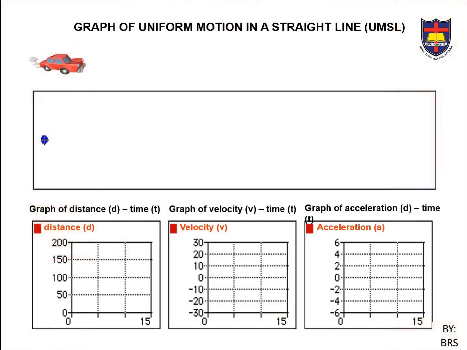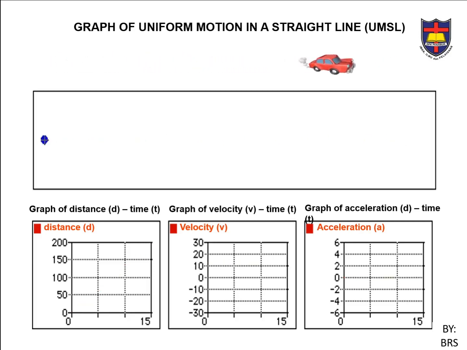Next, the graph of uniform motion in a straight line. When the car moves with constant speed, the graph of UMSL based on the illustration is a distance time graph, which is a straight line, indicating a constant speed. The steeper the line, the faster the object is going. The speed can be found by getting the slope.